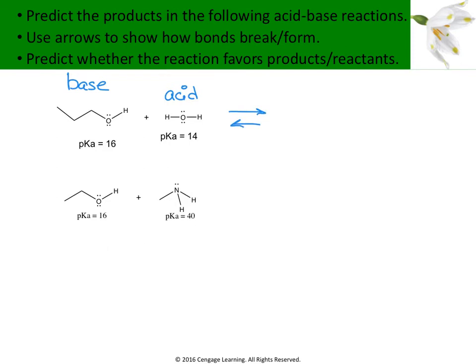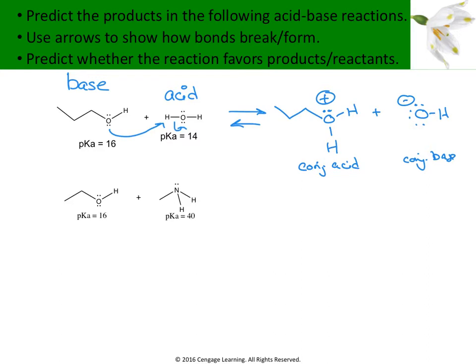So this base, the lone pair, is going to grab an H from the acid. So we'll have grabbed a second H. Now it's going to have a plus formal charge. And then the water will have lost its H, so it forms hydroxide. So this would be the conjugate acid, and this would be the conjugate base.